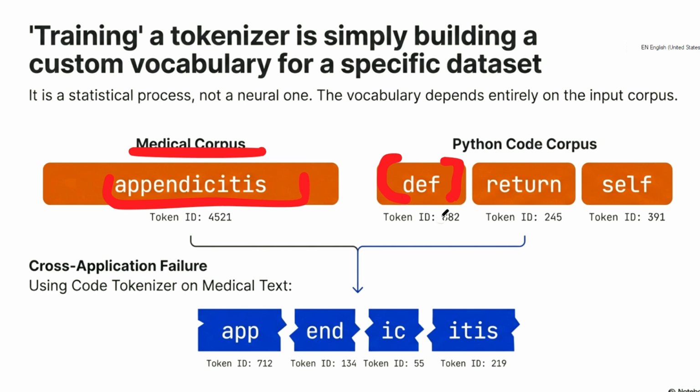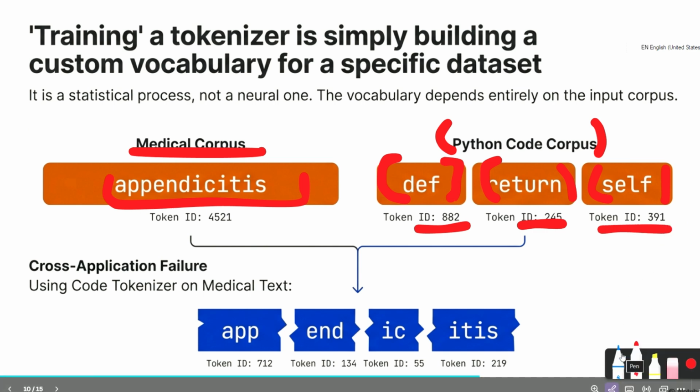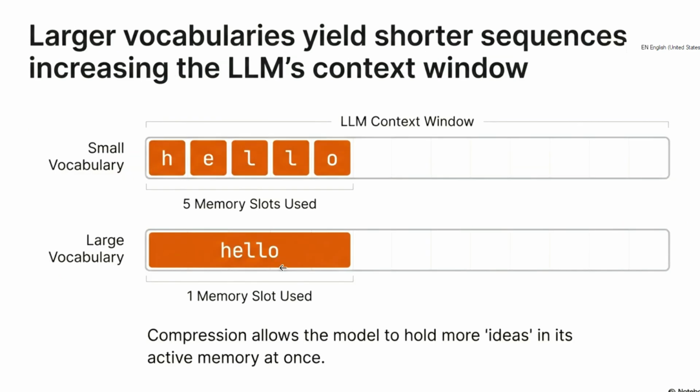Same for a Python code corpus. Maybe that byte pair encoder saw D, E, and F occurring together so many times that it merged them into a new token ID of 882. Similar for return, similar for self. These words occur inside the corpus together so many times that they got merged into a new token ID, that will be easy to understand for your LLM.